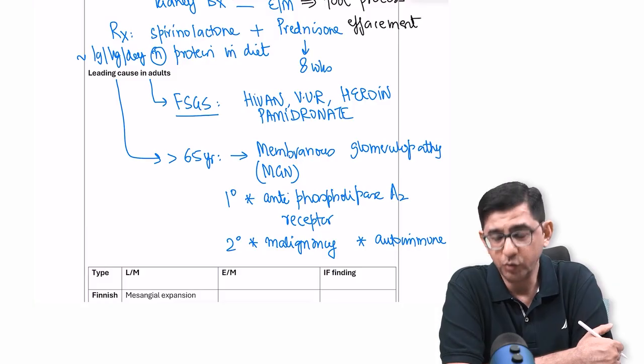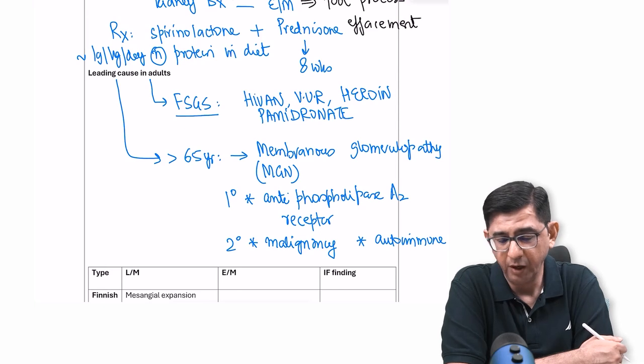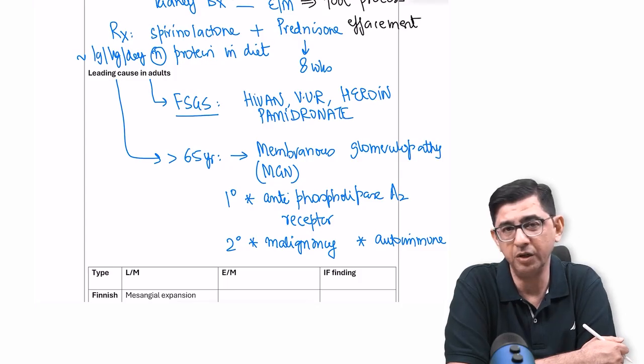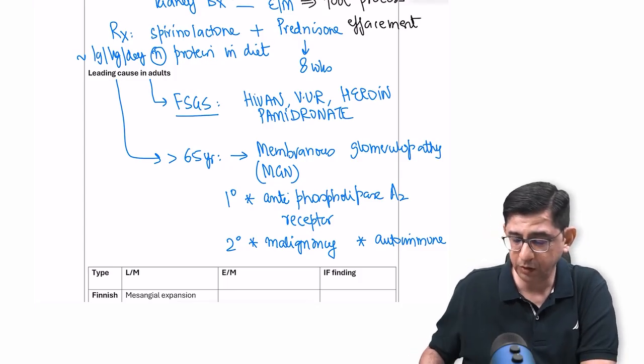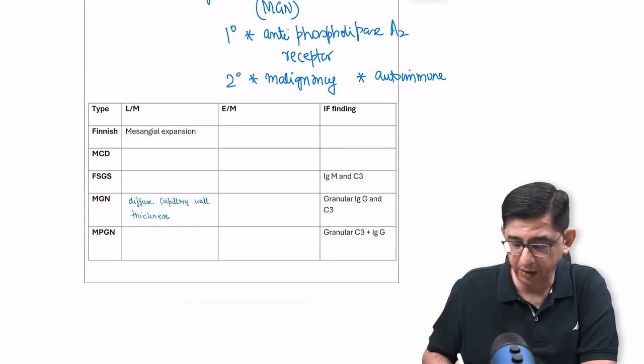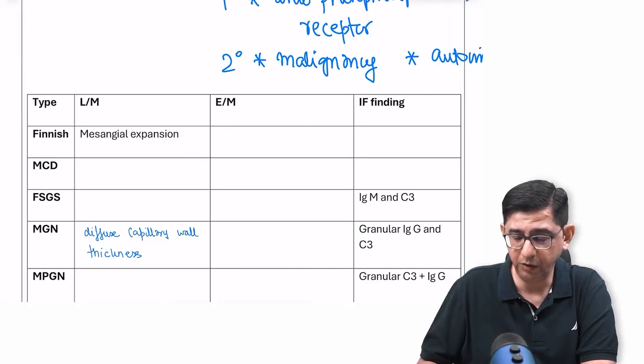Solid organ tumor associated nephrotic syndrome, or autoimmunity associated nephrotic syndrome, is membranous glomerulopathy, written as MGN or referred to as membranous nephropathy. Let's also revise the important findings here. For the Finnish variety, there is a mesangial expansion happening, and then the electron microscopy in this condition will also show foot process effacement.